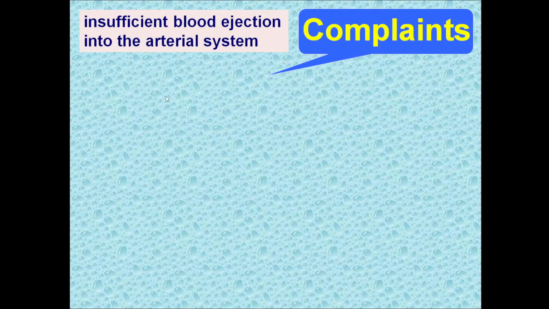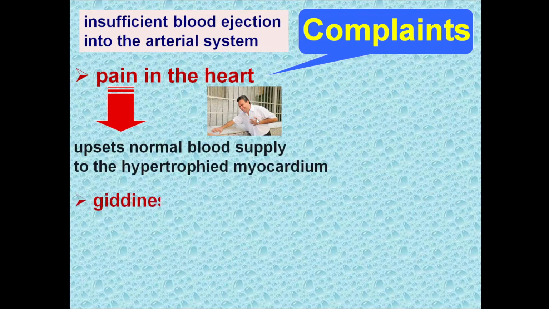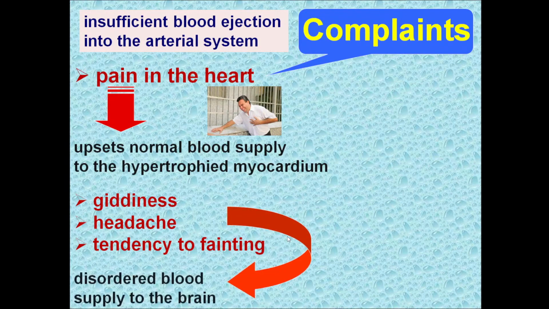The patient complains of pain in the heart, like attacks of angina pectoris, because they are provoked by physical exercise, which normally physiologically needs more active blood flow, and it's impossible because the stroke volume diminishes. We see problems with the central nervous system. The patient progressively loses vital activity, because he feels giddiness, headache, sometimes a tendency to fainting, which appears due to disordered blood supply of the central nervous system.